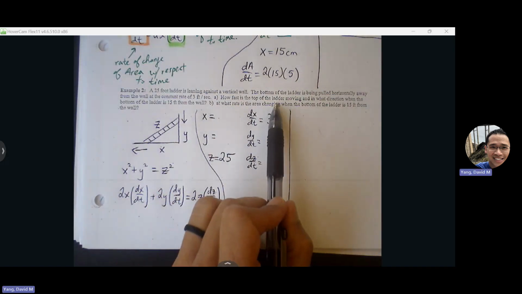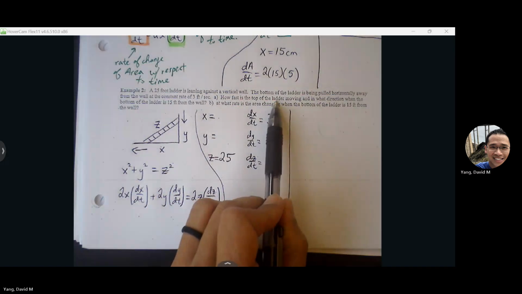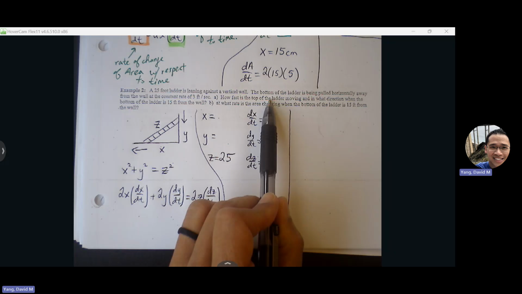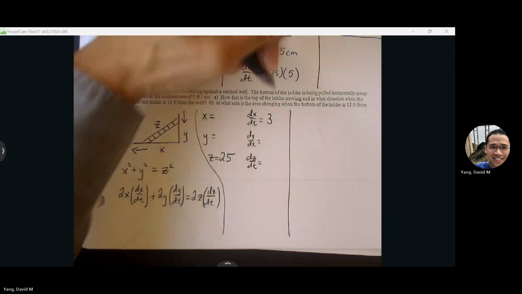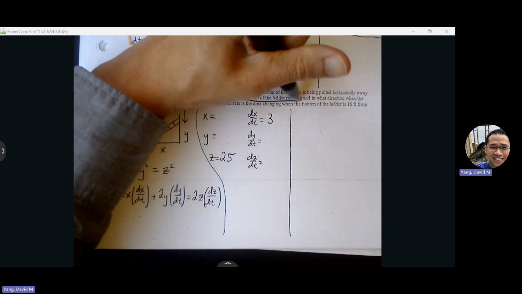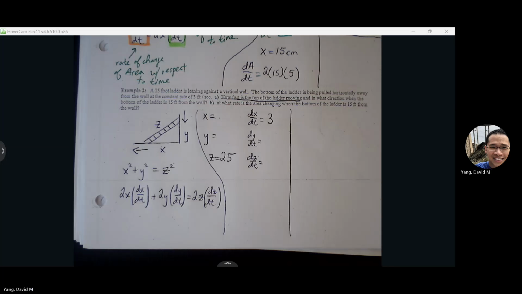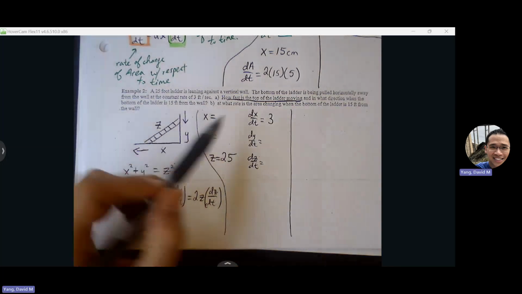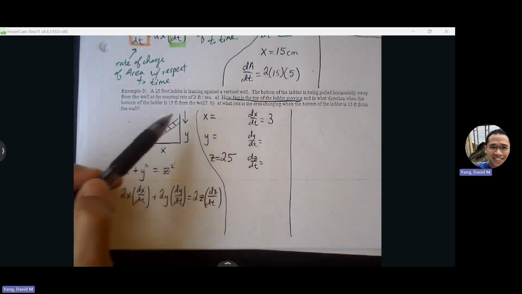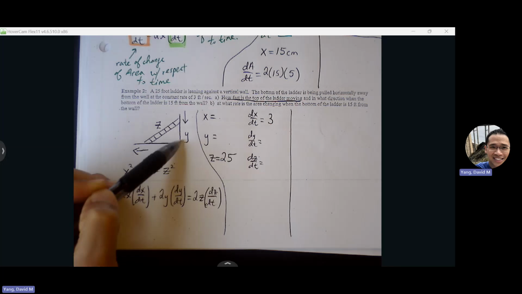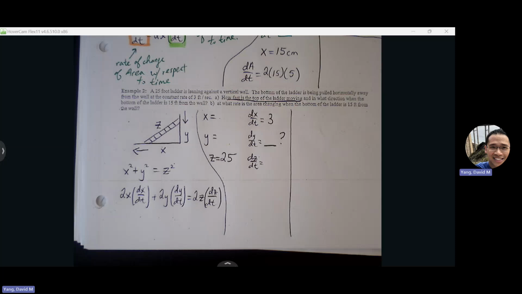How fast is the top of the ladder moving? All right, so what variable do you think that's referring to? Yeah, dy. We know we're talking about a rate. We're talking about the top of the ladder. We're talking about this vertical movement. So the dy/dt is going to be the unknown that we're looking for.